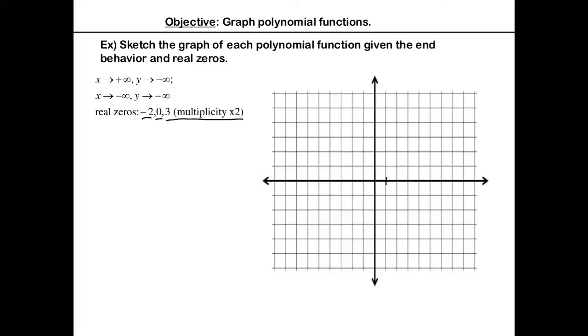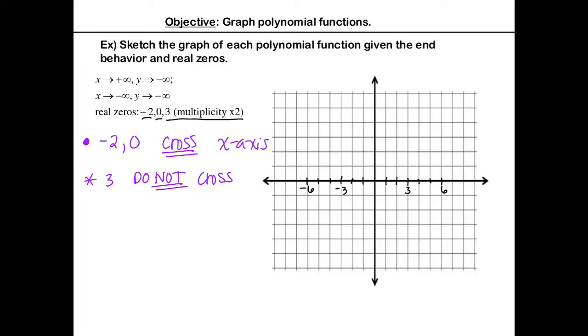So let's draw our scale. We have 1, 2, 3, 4, 5, 6, negative 1, negative 2, negative 3, negative 4, negative 5, and negative 6. So this time, I have negative 2 and 0. Do not have multiplicity, so I'm going to put a regular dot for each of those. And the regular dot means we cross the x-axis. And only the 3 has multiplicity. So for the 3, I'm going to put an asterisk. That means there's multiplicity, so we do not cross the x-axis at the 3.